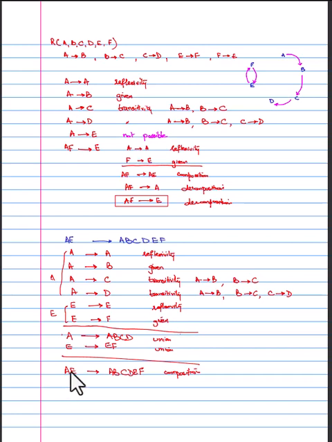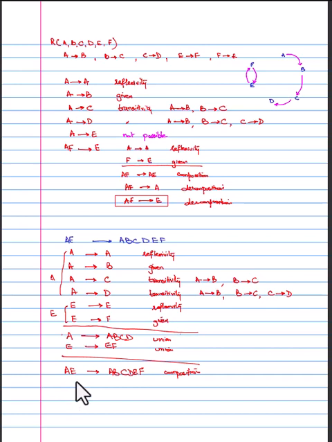Similarly, AF will also, because E identifies F and F also identifies E. So instead of E we take F here, because F identifies F and F also identifies E. So we will write F identifies EF, and then AF will identify A, B, C, D, E, F.